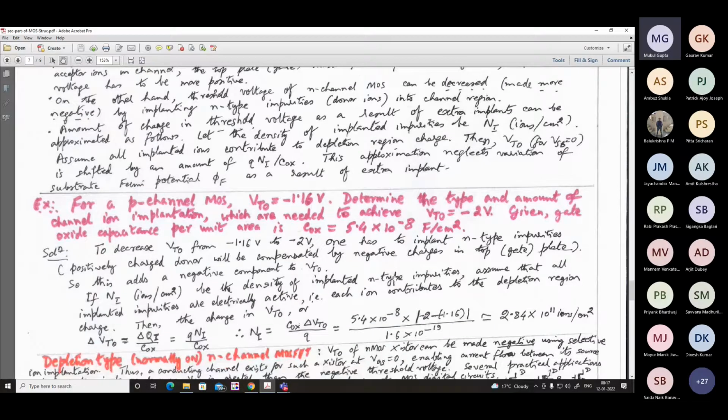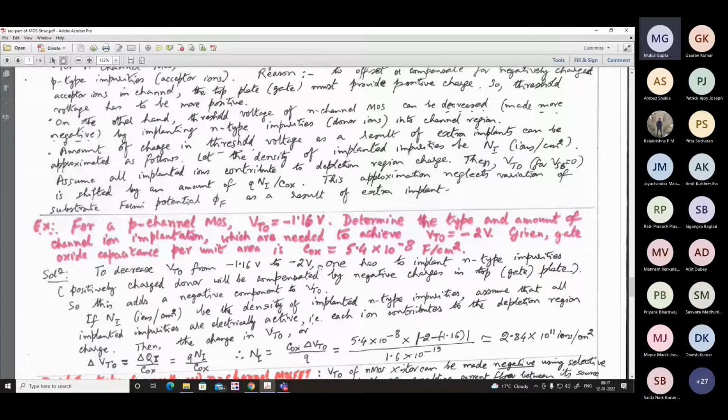For a p-channel, we show one numerical example. For a p-channel metal oxide semiconductor, suppose the threshold voltage has been designed to be minus 1.16 volt. Now we need to make it more negative, from minus 1.16 to minus 2 volt. That means make it more negative by 0.84 volt. Determine the type and amount of channel implantation needed to achieve this.